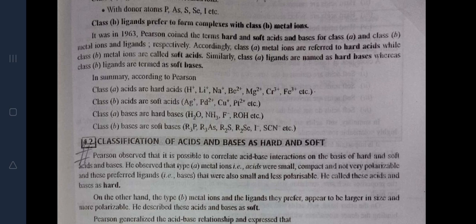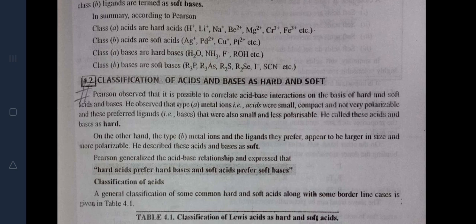Class B acids are soft acids such as Ag+, Pd2+, Cu+, Pt2+, etc. Class A bases are hard bases, that is H2O, NH3, F-, and ROH, etc. Class B bases are soft bases such as R3P, R3As, R2S, R2Se, I-, SCN-, etc. Classification of acids and bases as hard and soft.